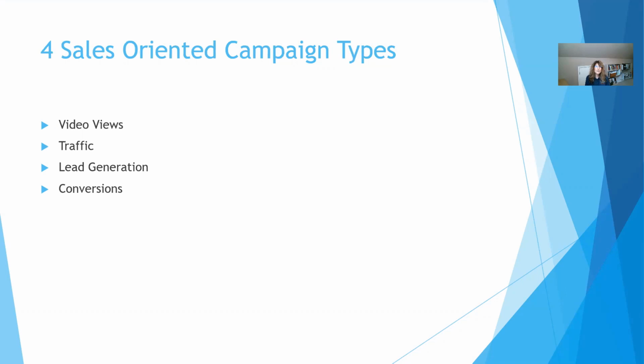Here are the 4 sales-oriented campaign types. Now, I will say that video views is not a sales-oriented, but it is the fastest way to grow your audience, and I really like using videos here. The next is traffic campaign. Traffic, you can do landing pages or clicks, and I would say to try both and look and see how much your cost per result is.